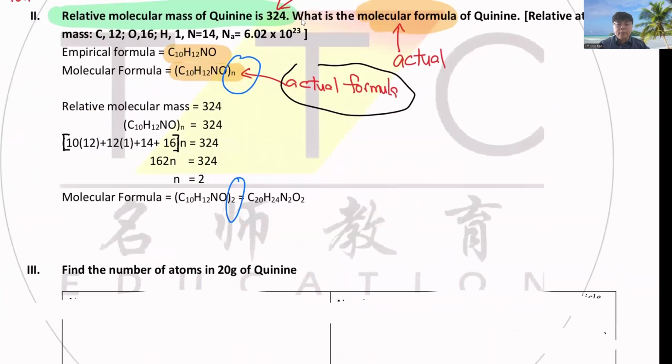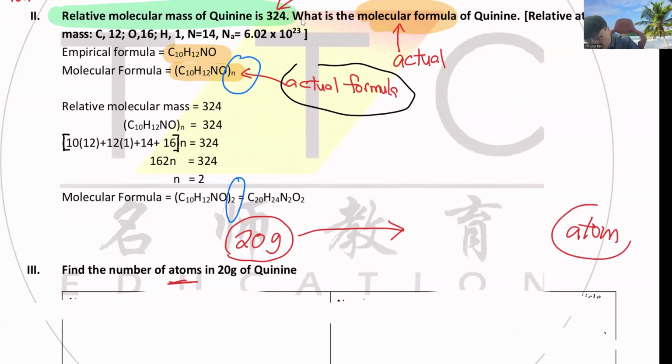Okay, once you get the actual formula, they will ask you to convert. For this round, they want you to convert 20 gram into atom. But if you want to convert gram to atom, first you need to go through molecule first. I have to calculate how many molecules first, then from how many molecules I convert to atom.